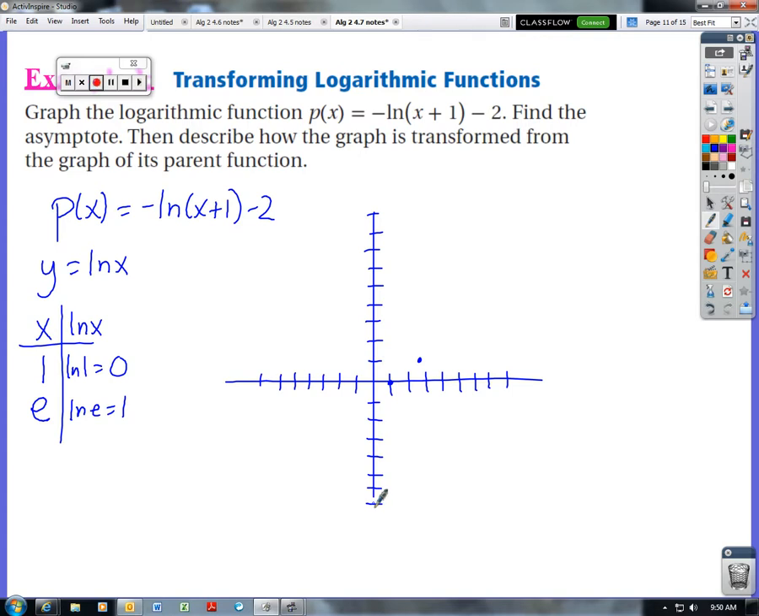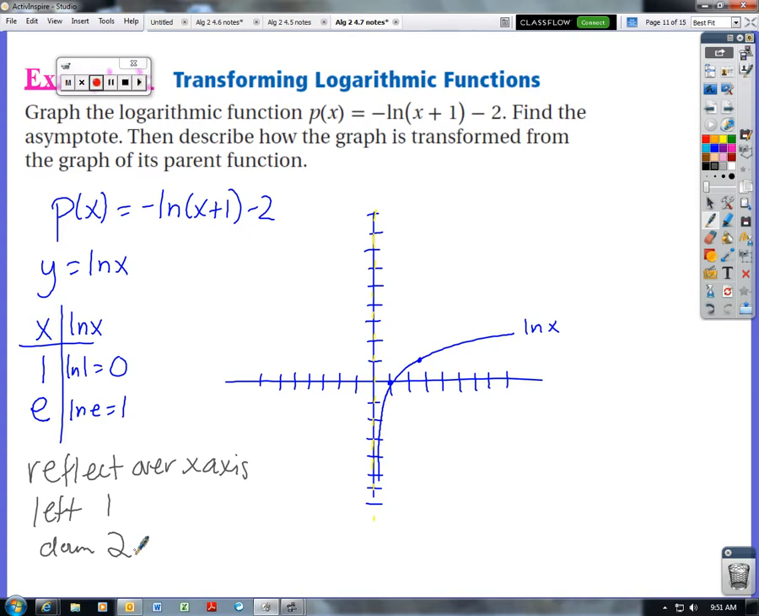And I know it approaches this vertical asymptote. There's natural log of x. Then I look and decide what my transformations are. I've got a negative out front. That's going to be a reflection over the x-axis. I've got a +1 inside with the x. That's going to be the opposite direction, so it's going to be left 1. And then I've got a -2 outside, so that's going to be down 2.